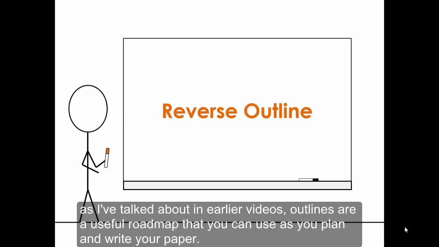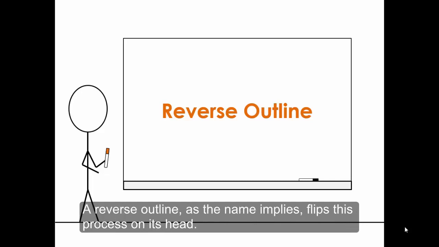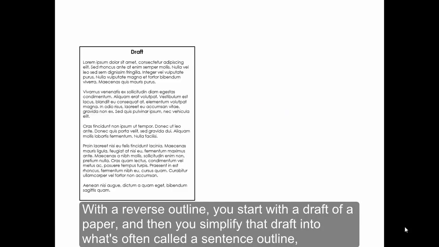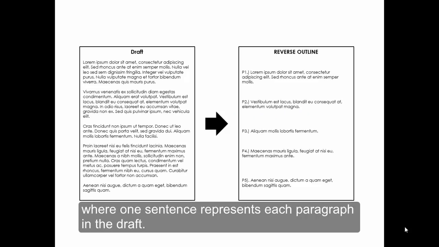As I've talked about in earlier videos, outlines are a useful roadmap for your paper. A reverse outline, as the name implies, flips this process on its head. With a reverse outline, you start with a draft of a paper, and then you simplify that draft into what's often called a sentence outline, where one sentence represents each paragraph in the draft.